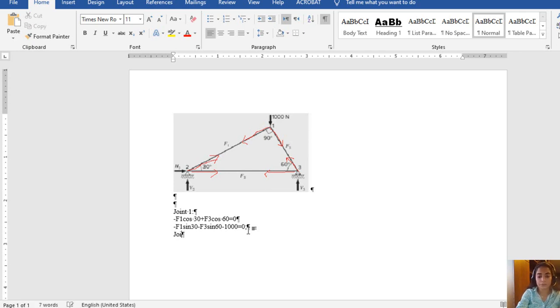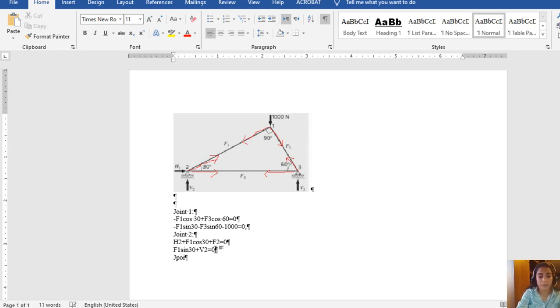Now for joint 2, this is joint 2 here. I have F1 and F3, and I have these two reactions. So in X, of course, I'm going to have H2 plus F1 cosine 30 plus F2 is equal to 0. And in Y, I should have F1 sine 30 only. I don't have any other forces. I have F1 sine 30 plus V2 is equal to 0.